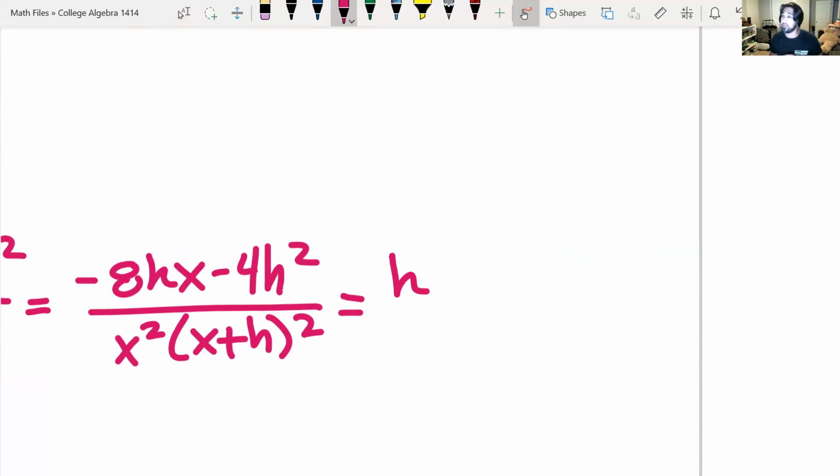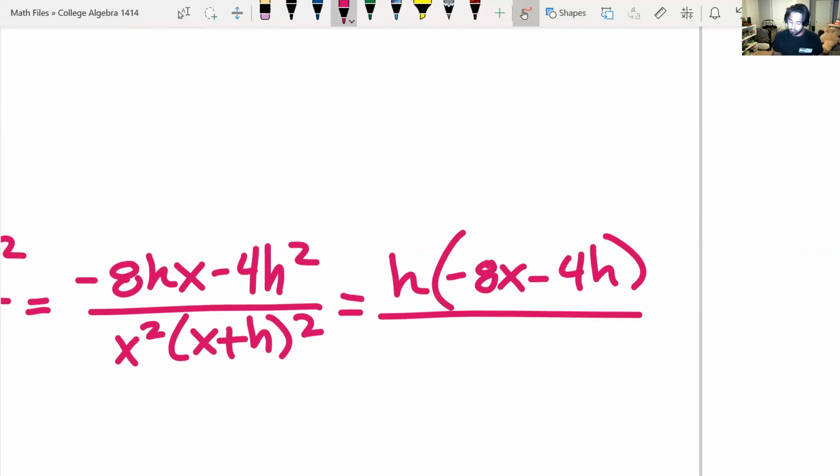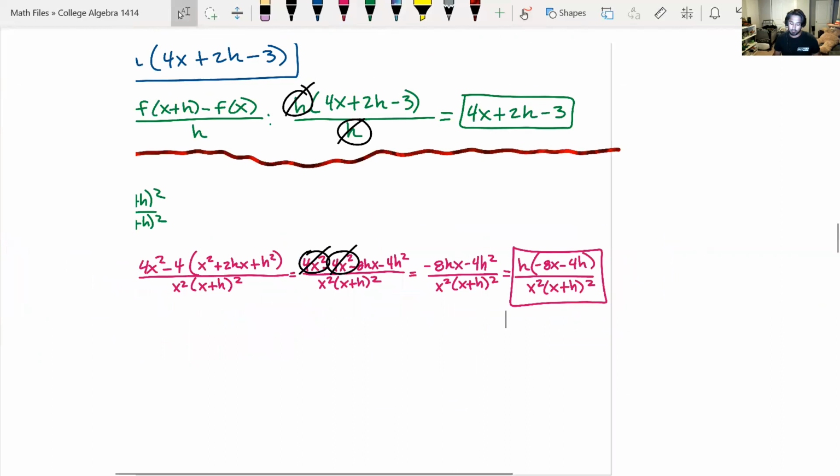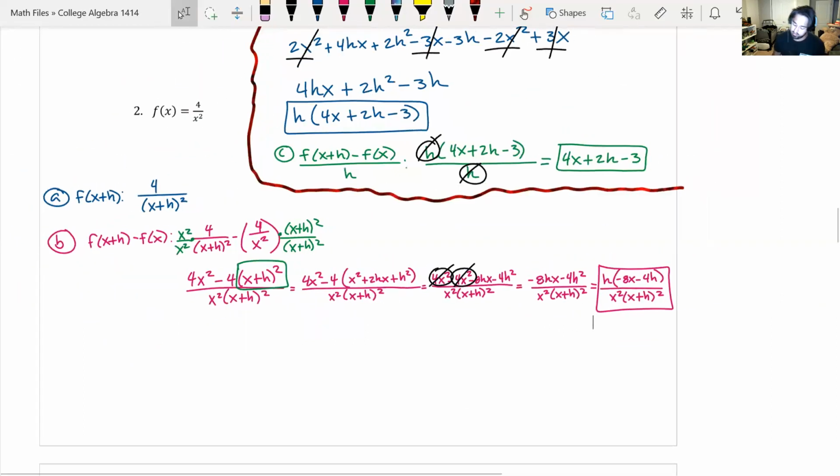Yes, I see 8 and 4, and if you thought you can take out a 4h, a -4h, you are absolutely correct. But there is no need to. We're just going to take out an h. And that'll leave me with -8x minus 4h over x squared times x plus h squared. Step 2, done. Whew. All right. And then C.